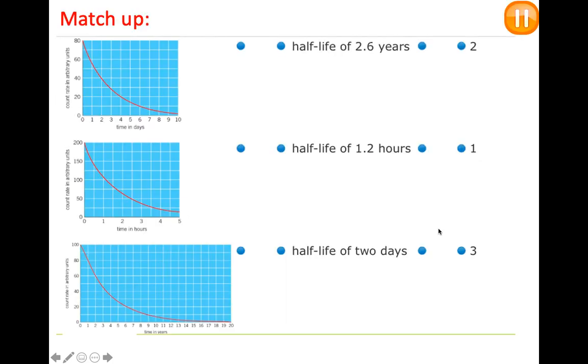Okay, let's have a go at a match-up activity. You have 3 graphs on the left-hand side, and you're matching them up to what the half-life is in the middle. One of them has a half-life of 2.6 years, one of them's got a half-life of 1.2 hours, and one of them has a half-life of 2 days. Pause the video to have a go at the task.